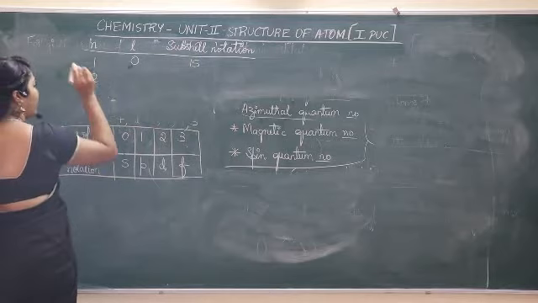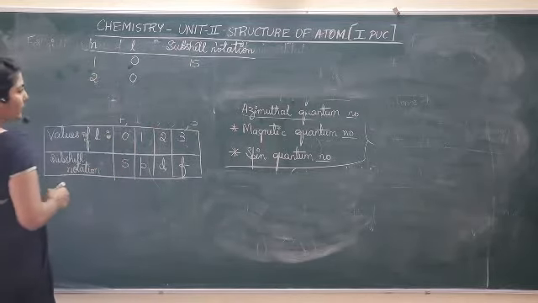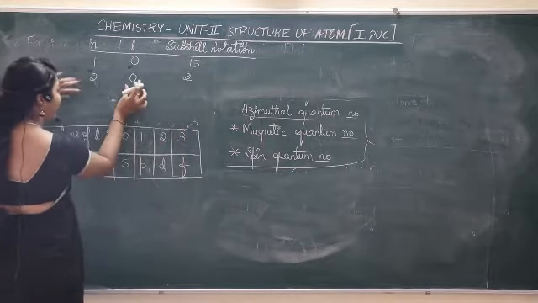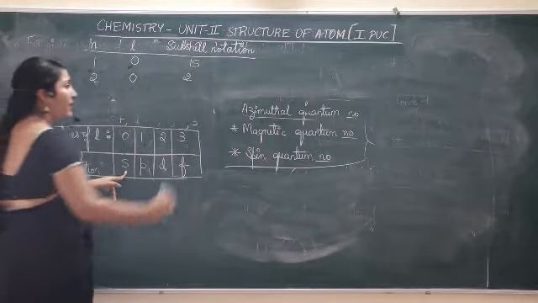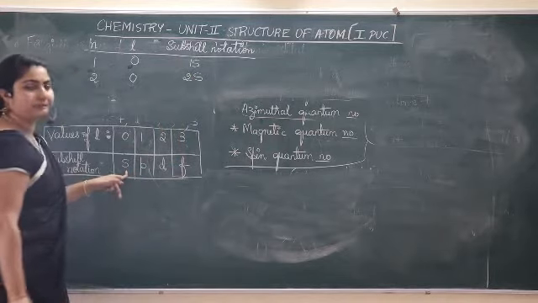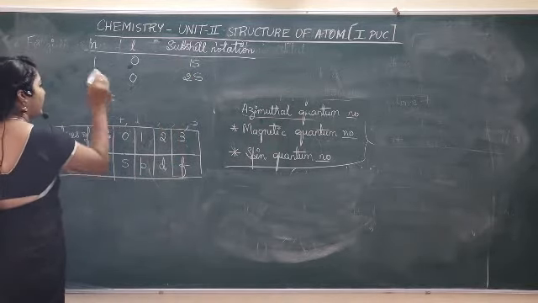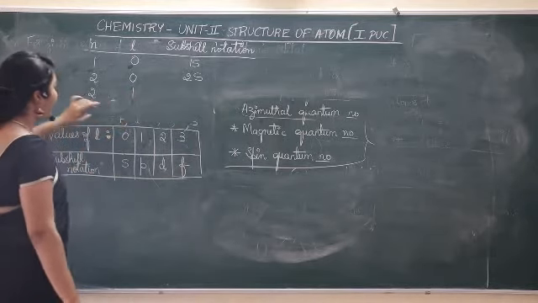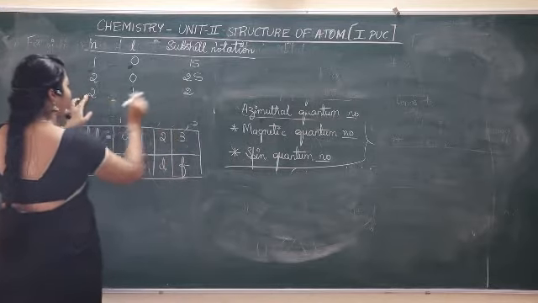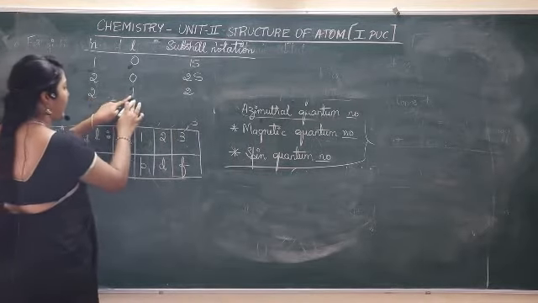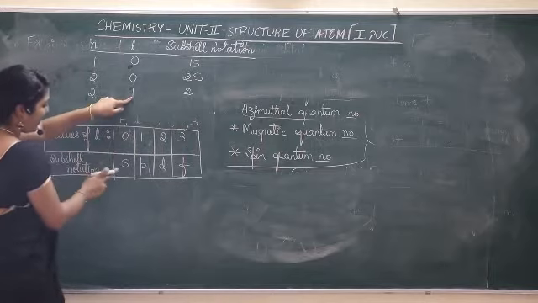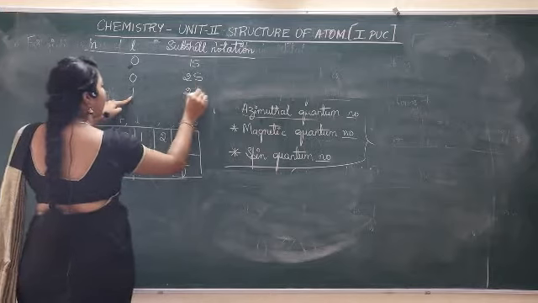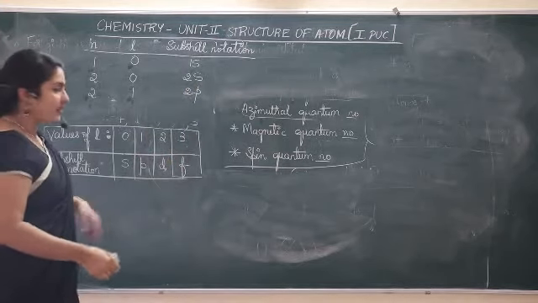If n is equal to 2, L is equal to 0, then which subshell does it become? Here n is equal to 2, L is equal to 0 corresponds to s subshell, 2s. n is equal to 2 and L is equal to 1, then it corresponds to 2. We write the principal quantum number as it is, and then L value is 1. L is equal to 0 is s, L is equal to 1 is p. So 2p.